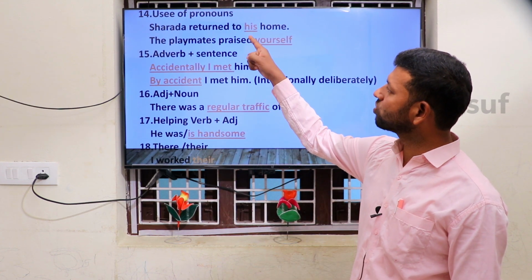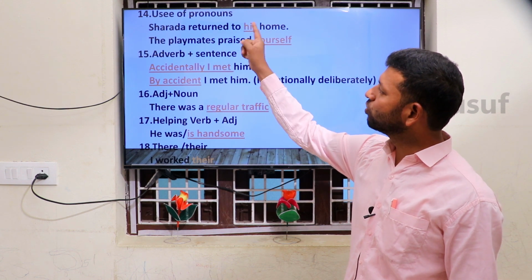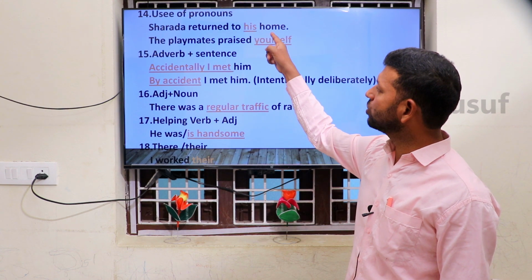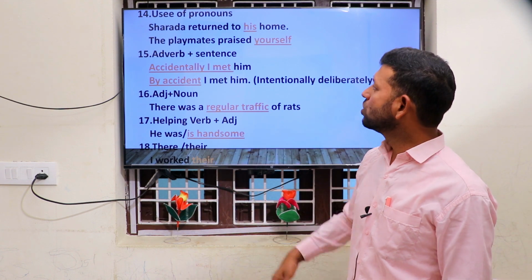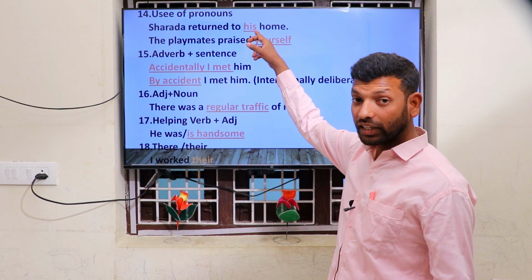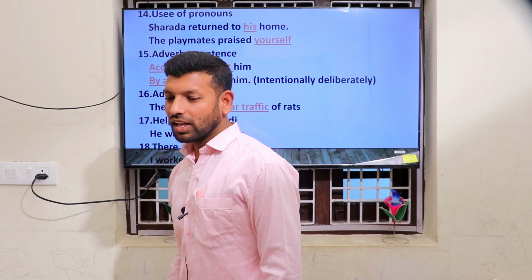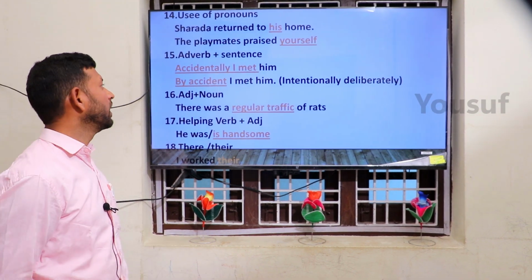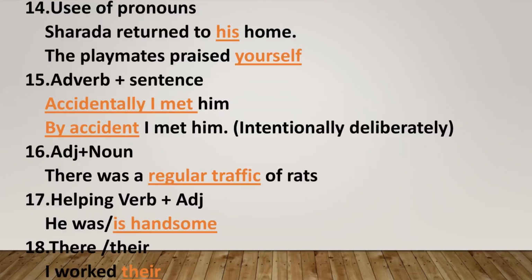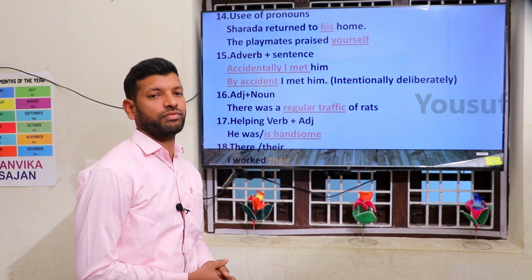14th one, use of pronouns. There is a spelling, so no issue. Use of pronoun. Sharda returned to his home. Well, who is Sharda? She is a third person singular. So what must be there? I think you are trying to answer in your mind. Right. So Sharda returned to her home, not his home. Good. The playmates praised yourself. The playmates praised themselves. Okay, right.